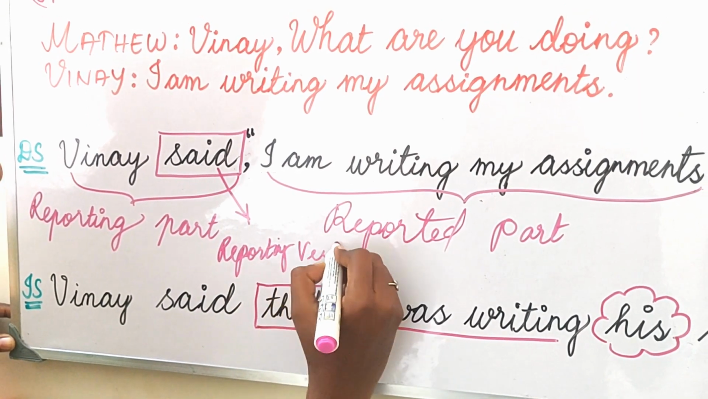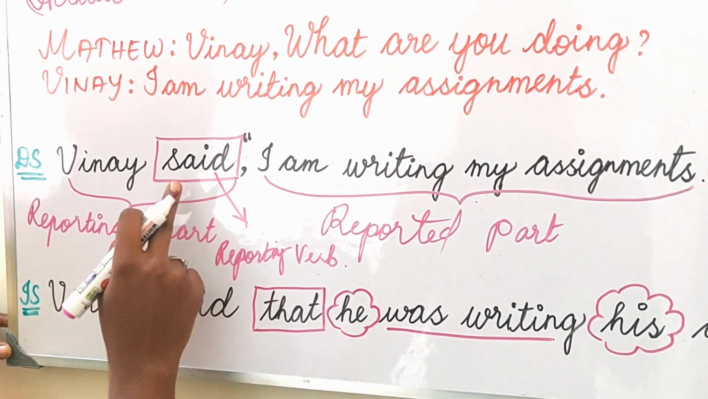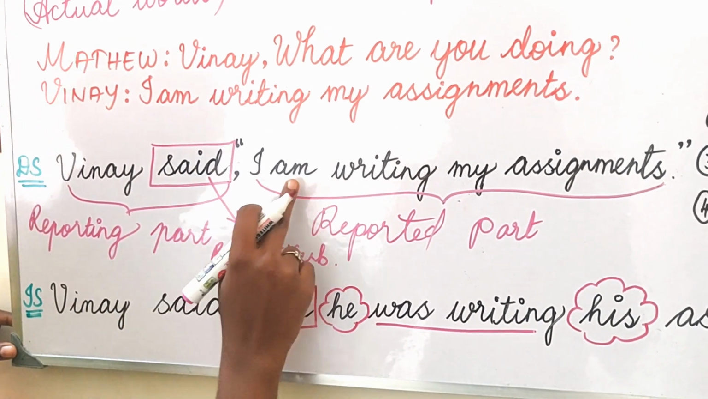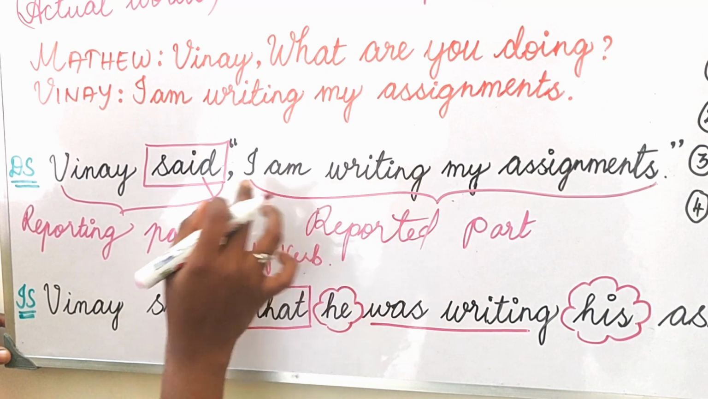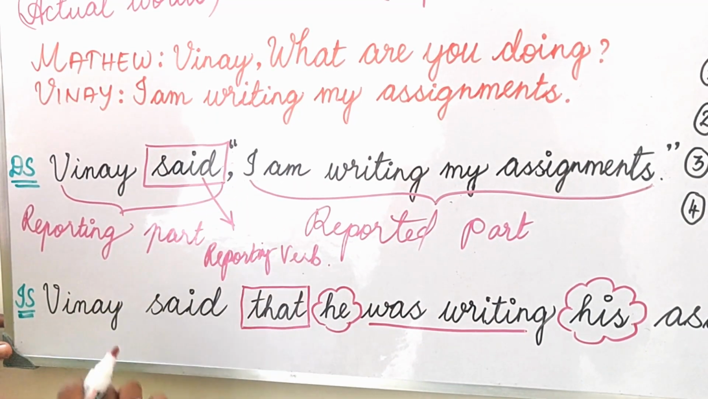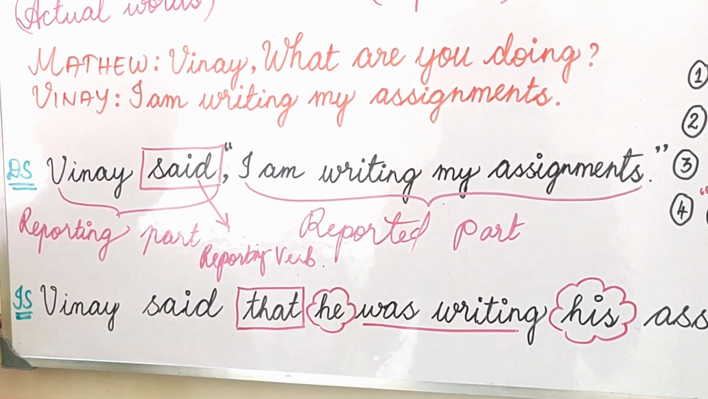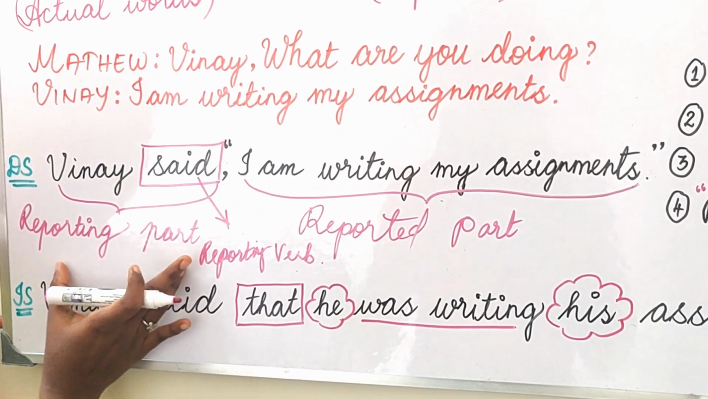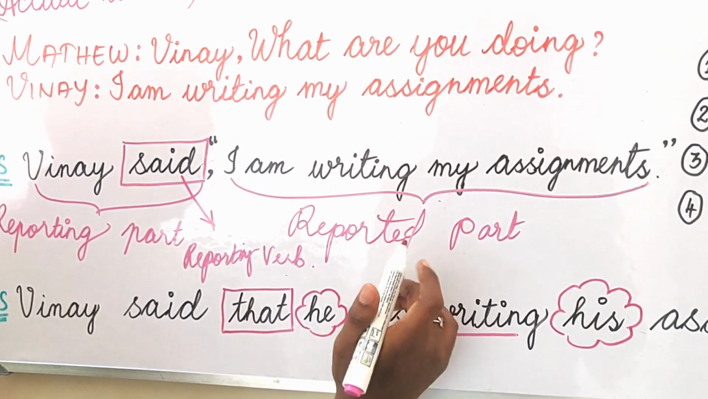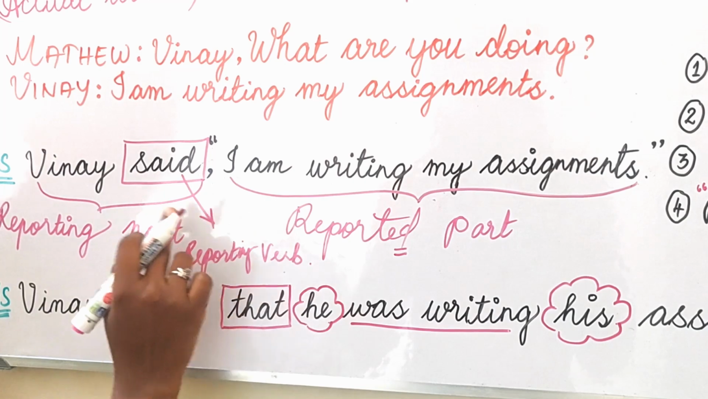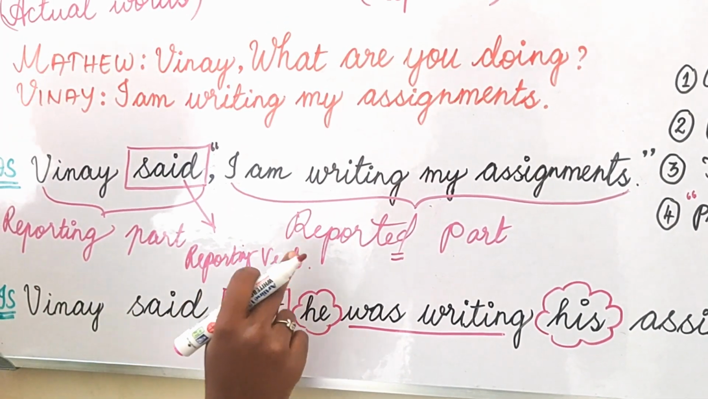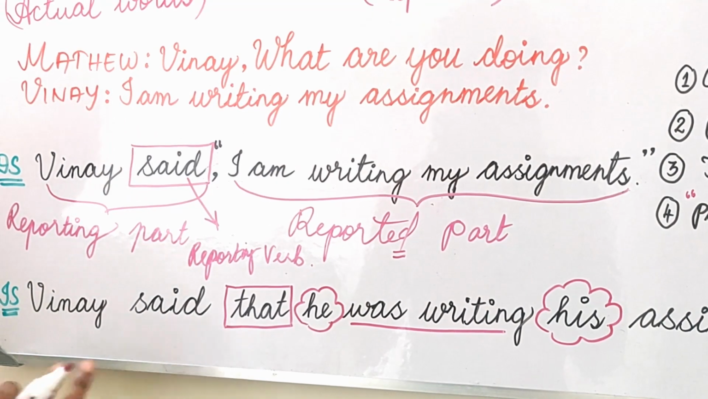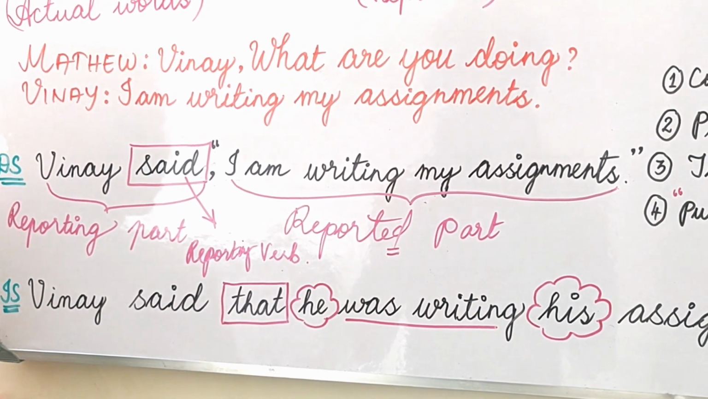Okay, reporting verb. You should not confuse "said" with "am writing". This is the verb of the sentence, and this is the reporting verb of the sentence. So what are the three parts? The first is known as the reporting part. The second is known as the reported part. And the verb which is in the reporting part is known as the reporting verb. So only when you know this can we go further.